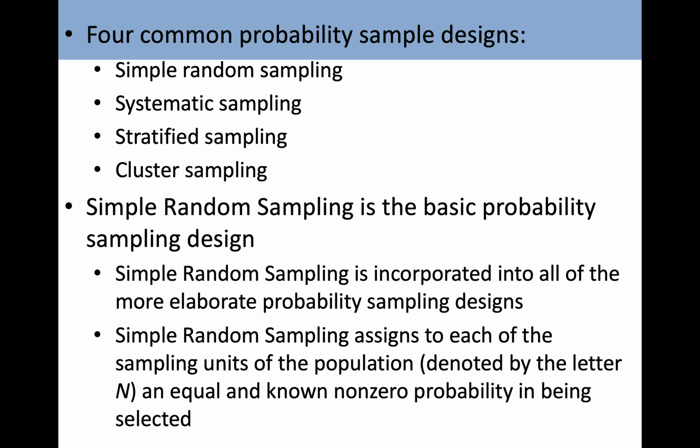Simple random sampling. There are four common probability sample designs: simple random sampling, systematic sampling, stratified sampling, and cluster sampling. Simple random sampling is the basic probability sampling design. Simple random sampling is incorporated into all of the more elaborate probability sampling designs. Simple random sampling assigns to each of the sampling units of the population, denoted by the letter N, an equal and known non-zero probability of being selected.